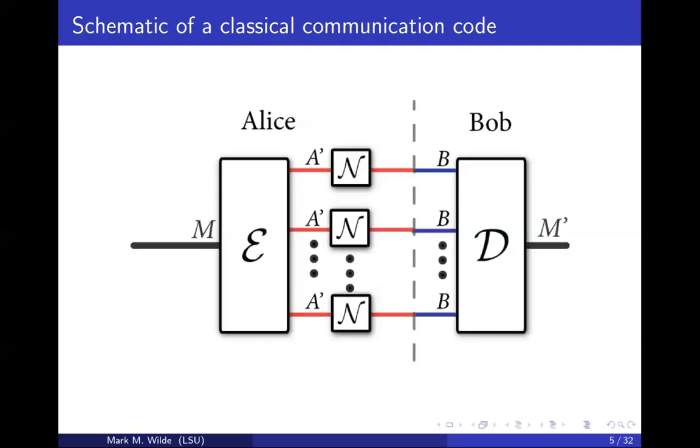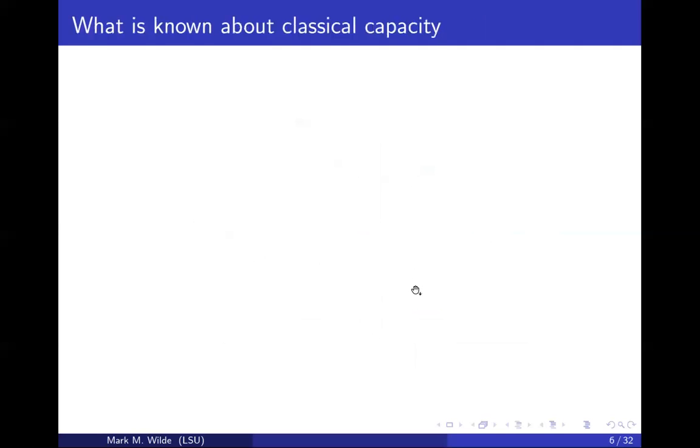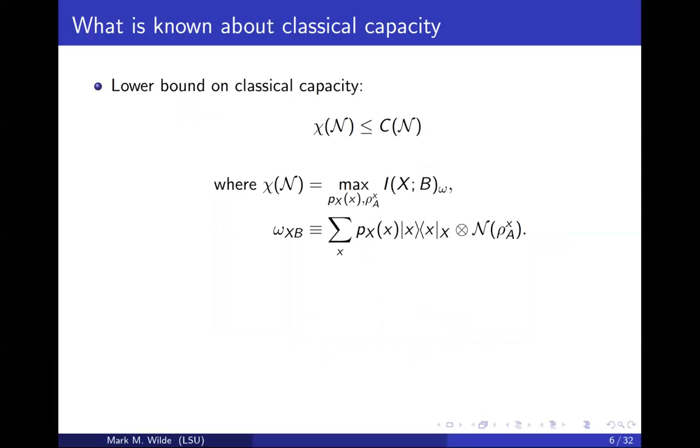That's the picture I showed before for n channel uses. So what's known about this problem? A lower bound is known. I don't know if I gave a reference here. It looks like I did not. It's due to Holevo, Schumacher, and Westmoreland. Holevo had a paper in 1996, and Schumacher and Westmoreland did also. So this is a lower bound on the classical capacity. This is called Holevo information or chi information.